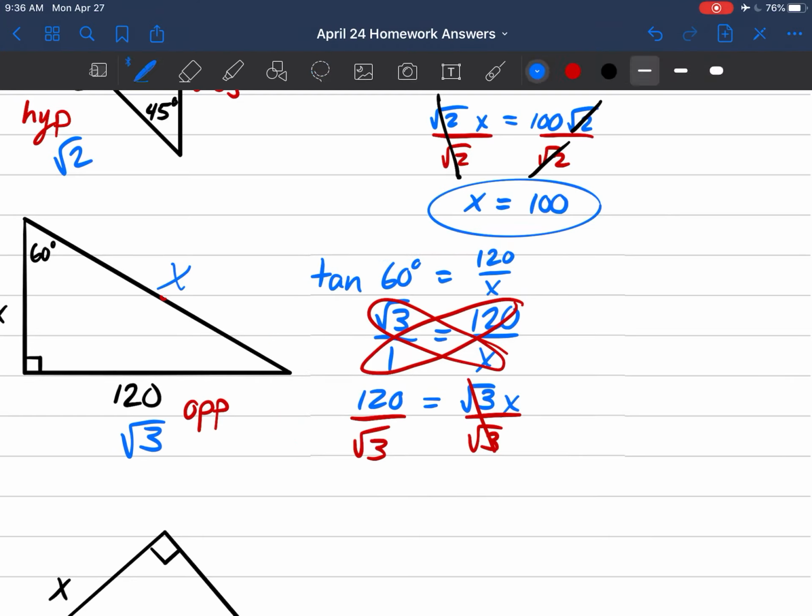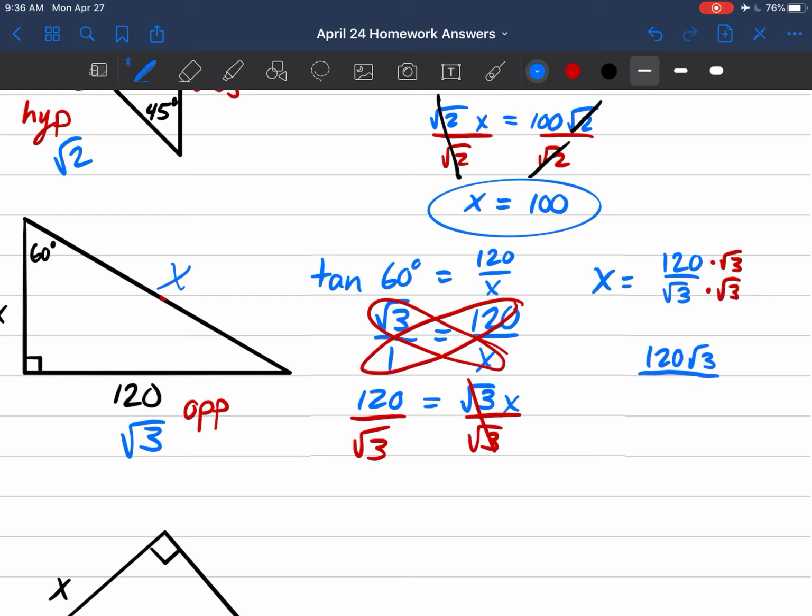All right, so we have your answer is x equals 120 over the square root of 3, but your answer is never going to be a fraction with a root on the bottom, so you have to fix that. So from the video, multiply by square root of 3 on top and bottom. That way it'll get rid of it. So on the top, 120 times the square root of 3, you just leave it.